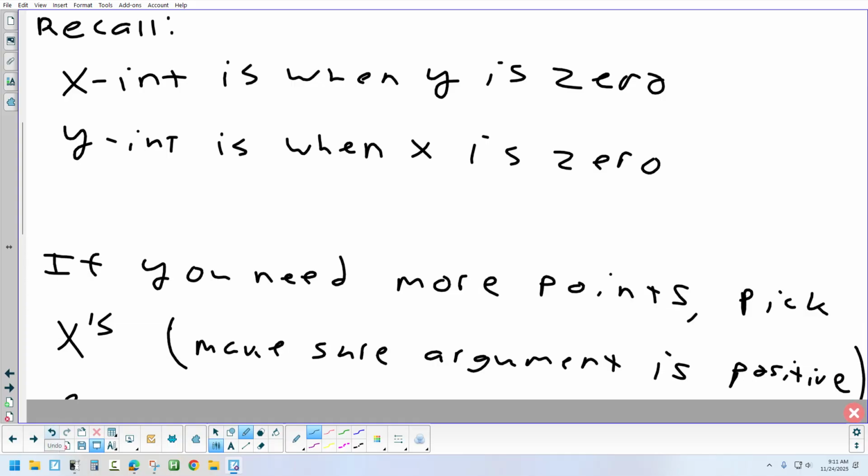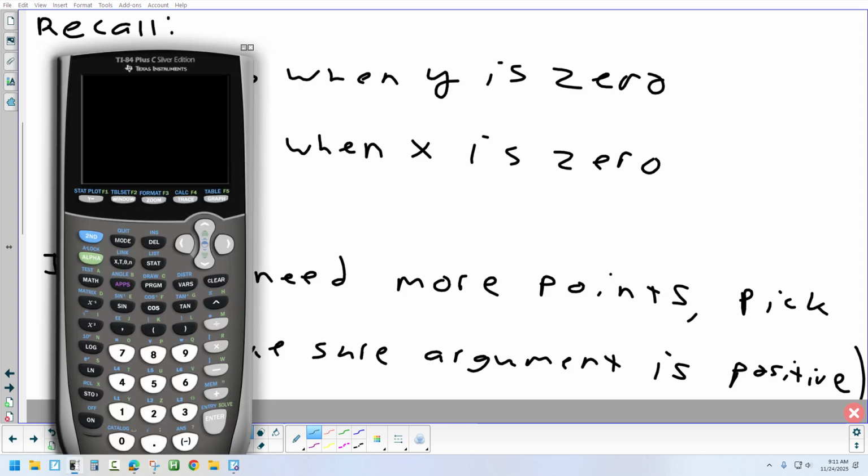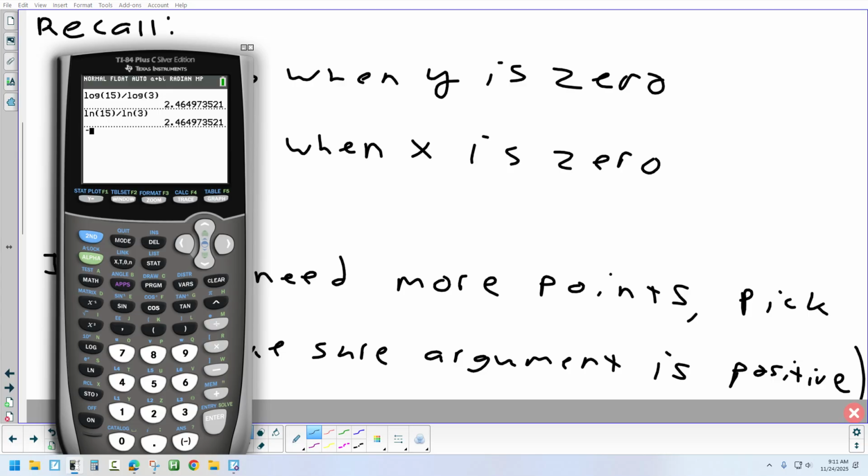If you need some more points, which you probably will, we're going to use the table on the calculator, and that'll help us get a few more points. Remember though, you have to make sure whatever you take the log of is a positive number. If you try to take the log of a negative, what's going to happen? Remember what happens when you try to take the log of a negative? Yeah, like imaginary. Right, it comes out imaginary. Okay, so it's not that you can't do it, it's just that for graphing, that's not going to help.